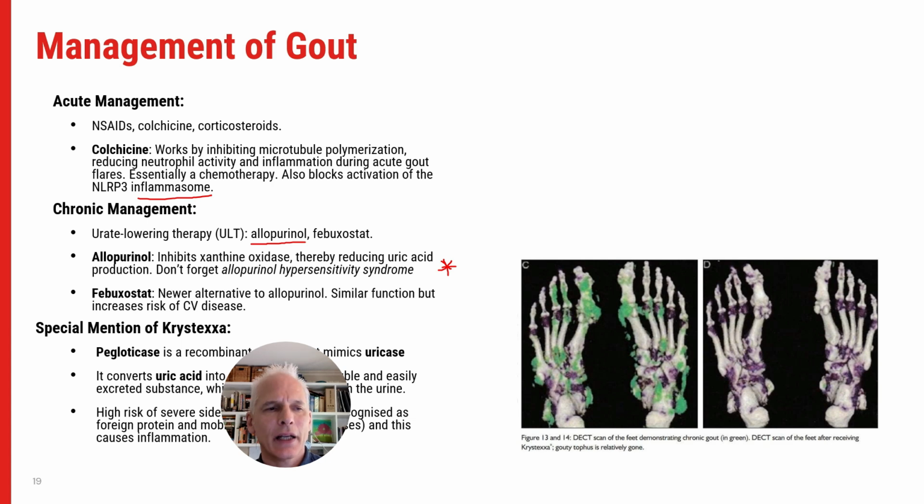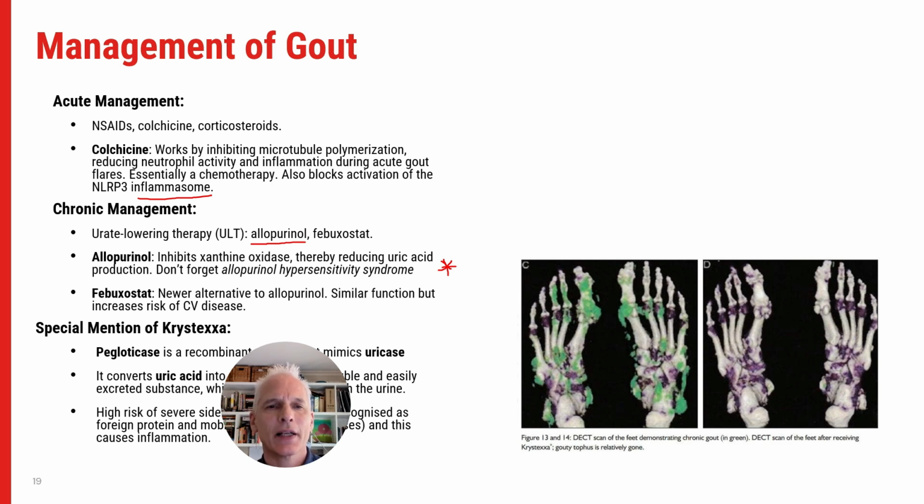And allantoin is more soluble and easily excreted, and therefore you would think that this is a wonderful drug. Now, the problem with pegloticase is that it is foreign to the body, and so the body recognises the fact that it's a foreign substance and can cause quite considerable side effects because it causes an immune response to that drug. So you have a high risk of severe side effects. So 1 in 4 people have severe side effects to it.